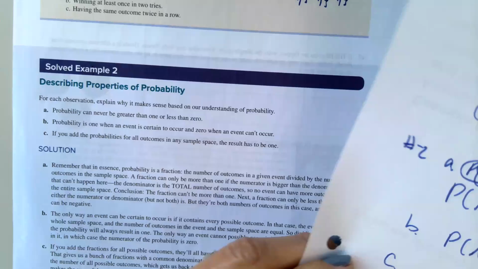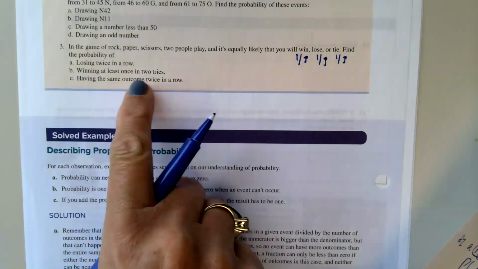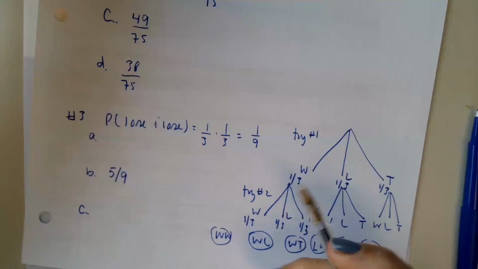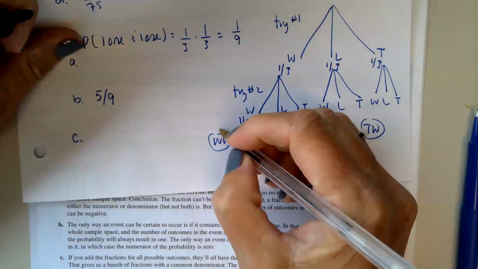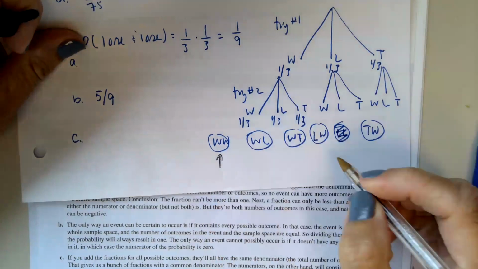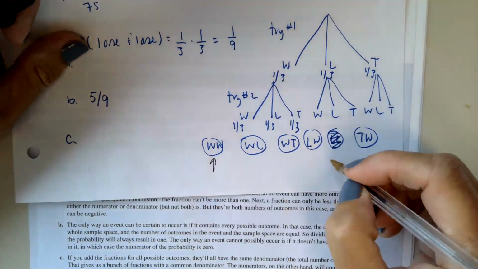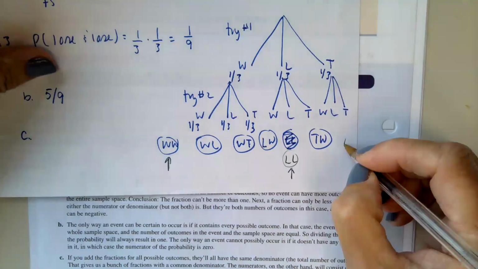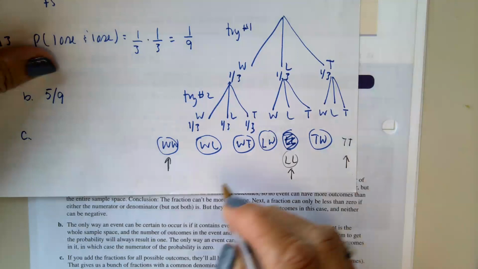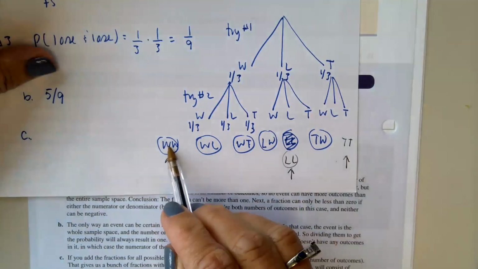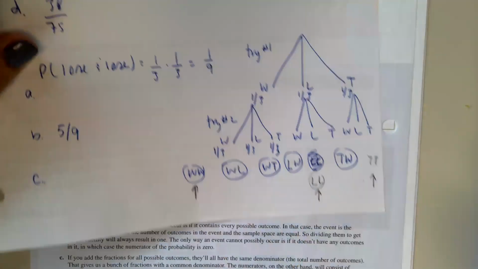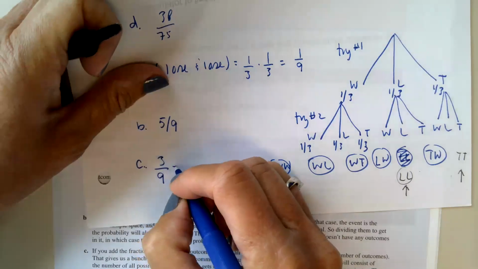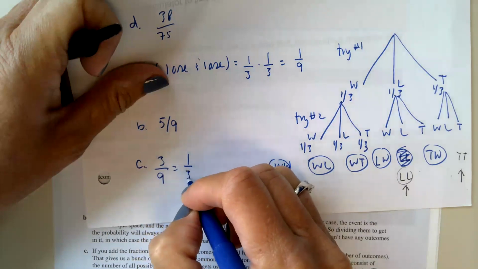And then C says, what is the probability of having the same outcome twice in a row? So that would be the win-win, or here would be lose-lose, or tie-tie. So there's 3 outcomes where you have the same outcome twice. So that would be 3 out of the 9, or that could be reduced to 1/3.